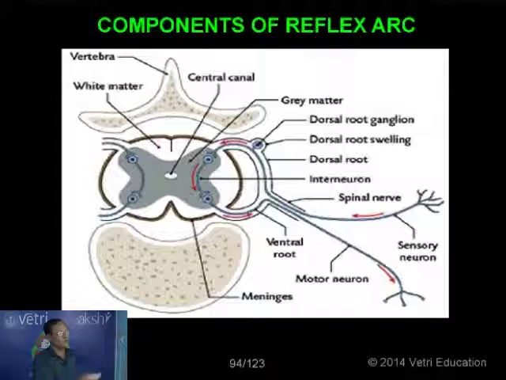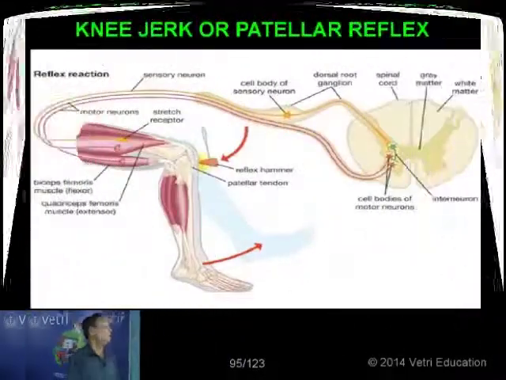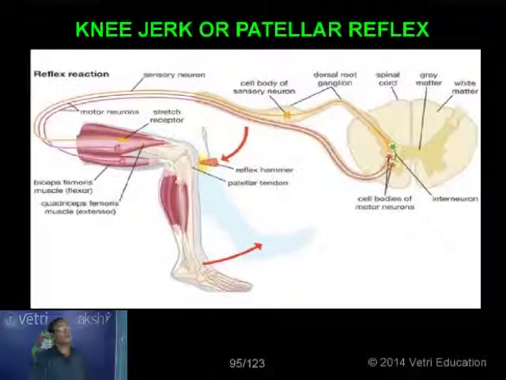The same thing is given in a different diagram; go through the diagram and you can understand it as well. Now, the knee jerk or patellar reflex. How can you prove that a reflex action is taking place? We have the components, the anatomical basis of reflex action, starting from the receptor organ and ending with the effector organ.